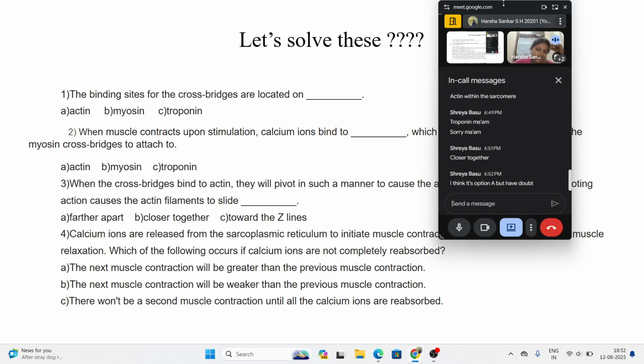Yeah, correct answer is option A only. If calcium is there, it keeps on binding to the site and the cross bridges will keep on forming, right? So the second contraction will be greater than the first contraction. So correct answer is option A. Good. Now let's move to the next question.